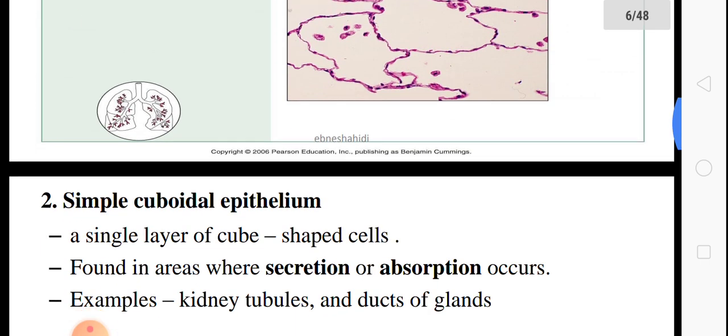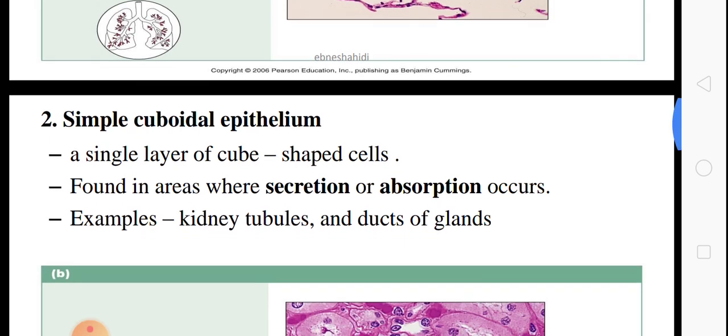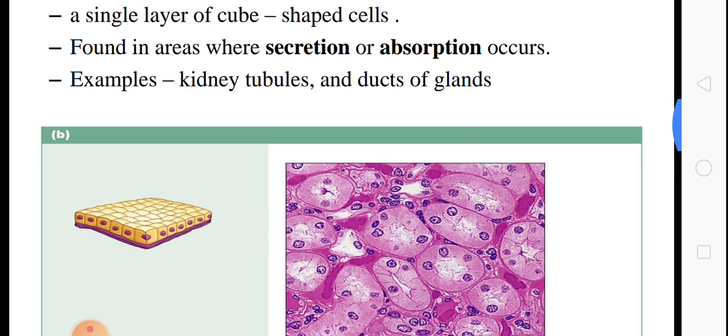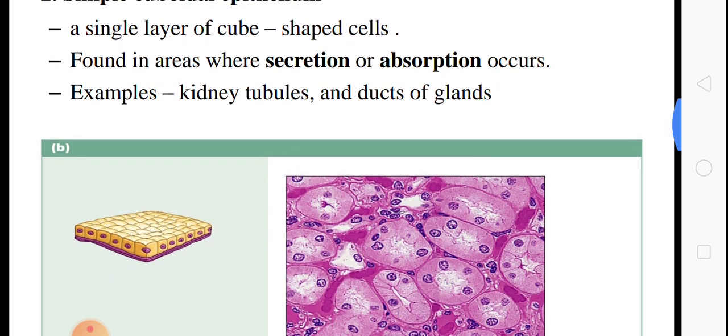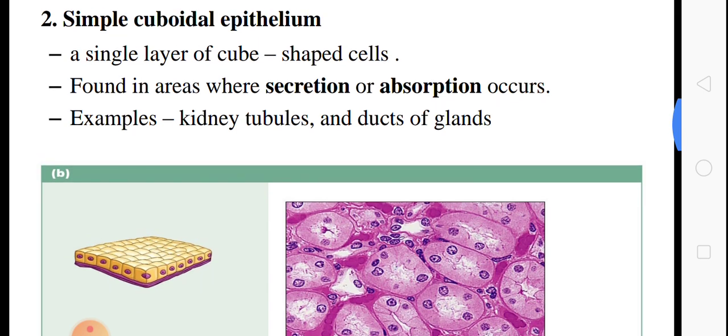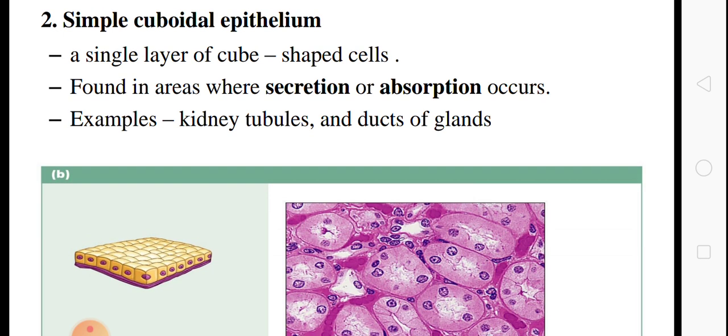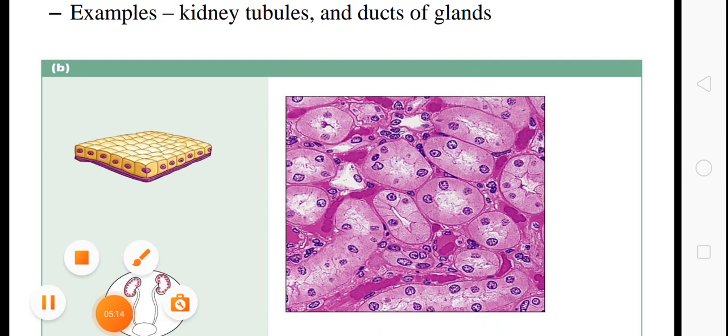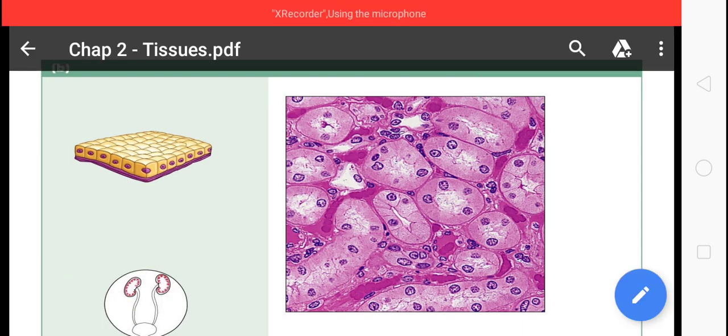Now we have to see simple cuboidal epithelium. Its structure looks like a cuboid. Cuboidal epithelium is composed of cube-like cells of almost equal height and width. See here, their height and width are equal. You can see this is the cuboidal epithelium.